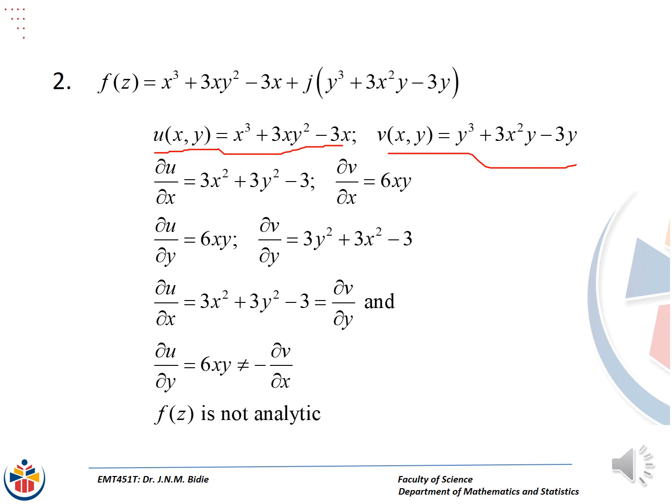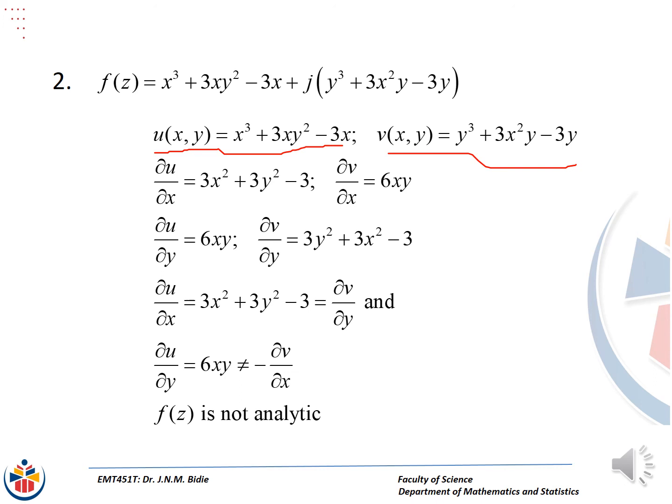And then u with respect to y, x cubed and minus 3x, we treat them as constants. We only differentiate the term that has got y, so giving us 6xy. And also the last term, v with respect to y, is 3y squared plus 3x squared minus 3.